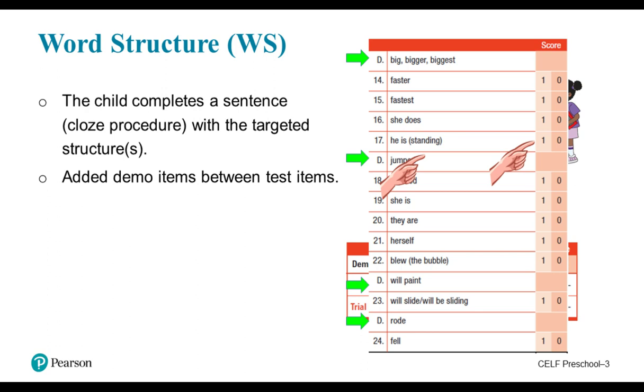We look at the next subtest, word structure. We want the child to complete a sentence using a closed procedure with whatever the targeted structures are. One of the changes that we've made is that we've added some demo items between test items. So if you look at this section of the record form, for example, you could see that we added a demo item after item 13, another one after item 17, another one after item 22, and so on.